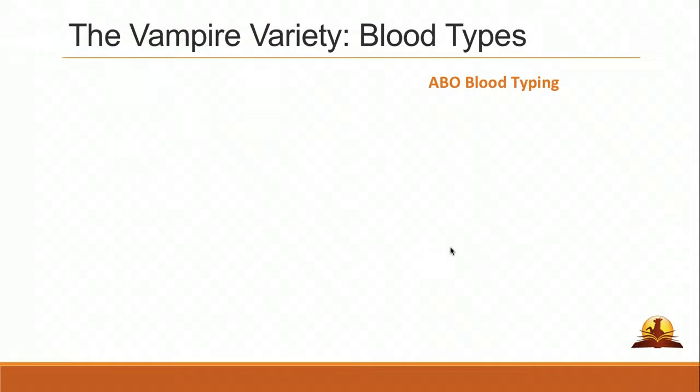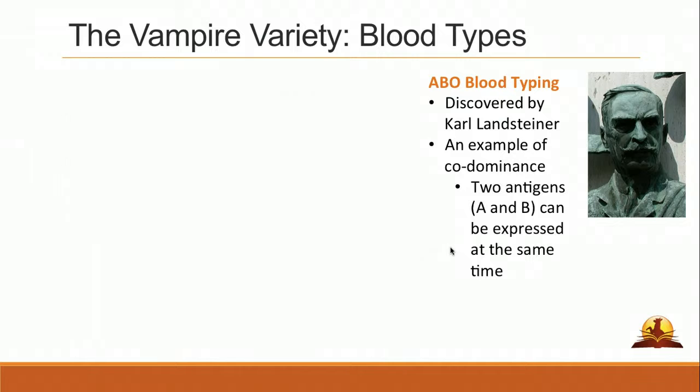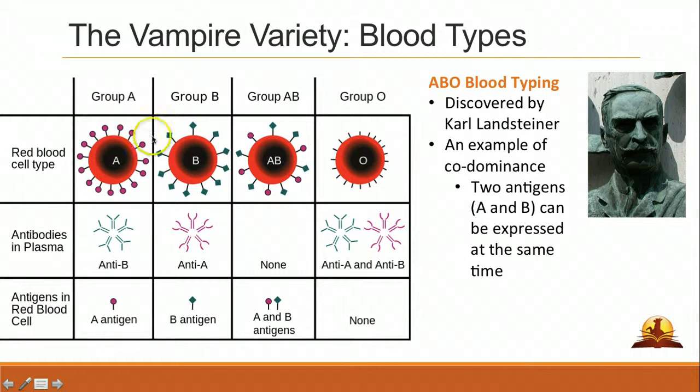An example of codominance, as I talked about earlier, is blood types. This one was discovered by Carl Landsteiner, and this is the best example of codominance you'll ever hear about. Think about two antigens, A and B. You may have heard of that: I'm blood type A, blood type B, but they're expressed at the exact same time. So here's a good table for you. If you're group A, or blood type A, this is your red blood cell type. You have basically circles around each blood cell. The antibodies in the plasma are anti-B, and you have an A antigen on the outside. See, this little pink lollipop matches the outside.